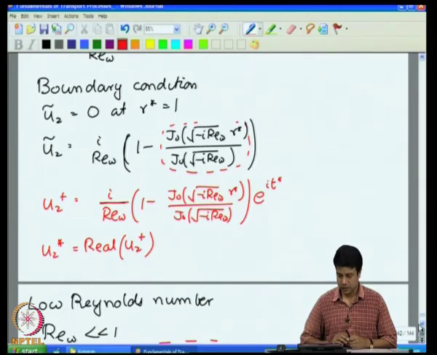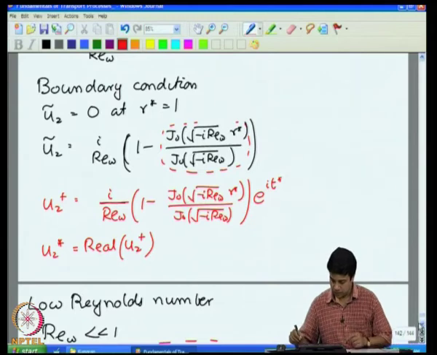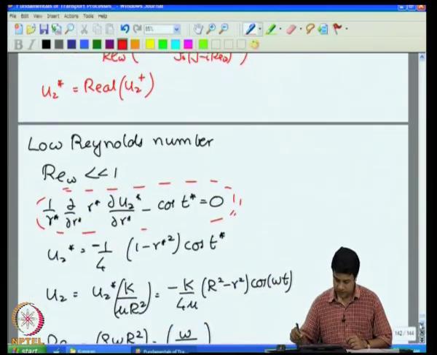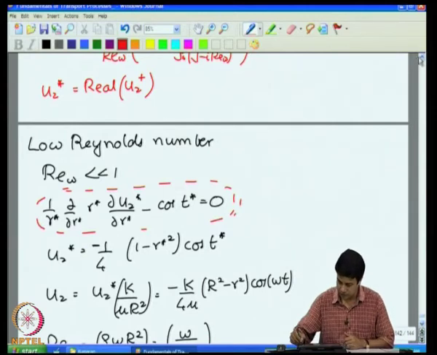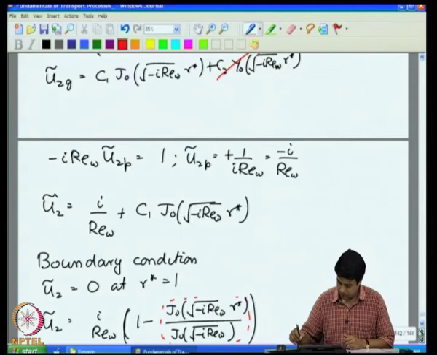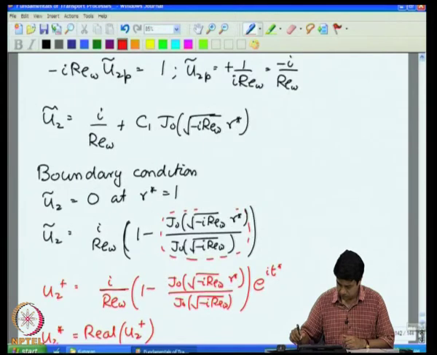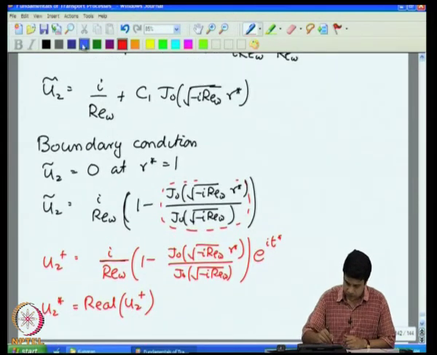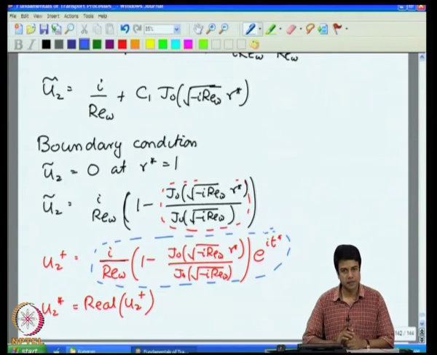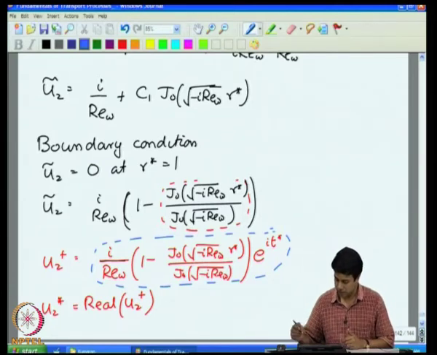Okay. In order to get more physical insight, one can look at the limits of low and high Reynolds number. In the limit of low Reynolds number, you can do one of two things. The first thing you could do is actually just take this solution and expand it in a series in the Reynolds number. So, that is one way to do it. The other way to do it is to take the starting governing equation and then expand it in a series in Re omega.